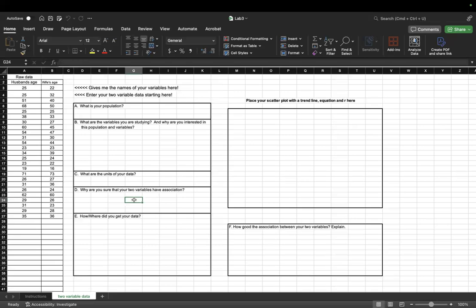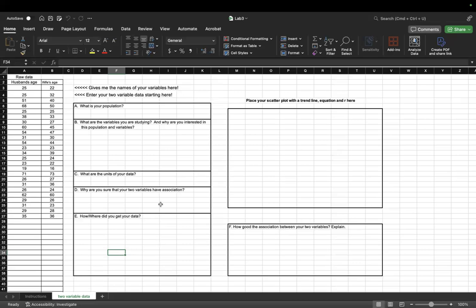And talk about the letter D. Why are you sure your two variables have an association? I just want you to say, I think they are correlated because I think that men tend to marry women that are near their age. I don't know, make something up. Why do you think that taller quarterbacks throw fewer interceptions? You tell me why you think the two things are correlated. Where did you get your data? How did you get your data? If you collected it yourself and you asked questions, tell me that. If you got it from a website, tell me that.